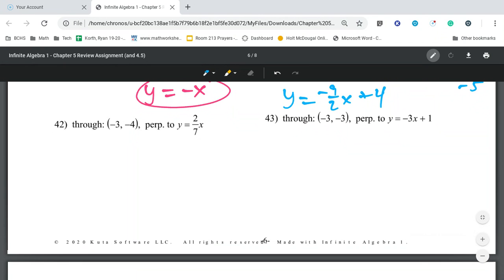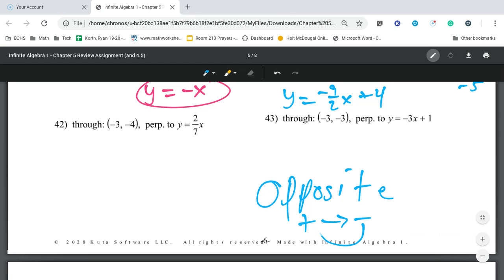Last two here. Perpendicular slope has to be opposite, meaning positive becomes negative and vice versa, and reciprocal, which means to flip the fraction. So 2 over 1 becomes 1 over 2. So we're looking for the opposite reciprocal slope. Currently the slope is 2 over 7. My perpendicular slope is going to be negative 7 over 2.